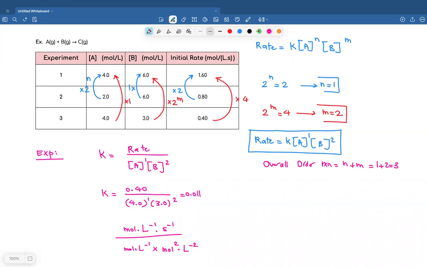So now I try to cancel all the units. As I can see, moles cancels, this and this cancel. Anything in the denominator now can come up, but the sign of the power has to be changed. So moles squared would become mole minus 2. Liter minus 2 in the denominator comes up as liter positive 2, and then times second minus 1. So basically, I can say the unit of my K is moles minus 2, liters 2, second minus 1.